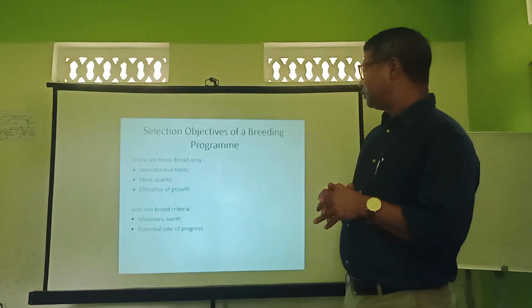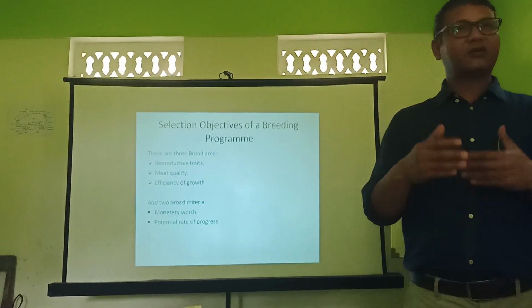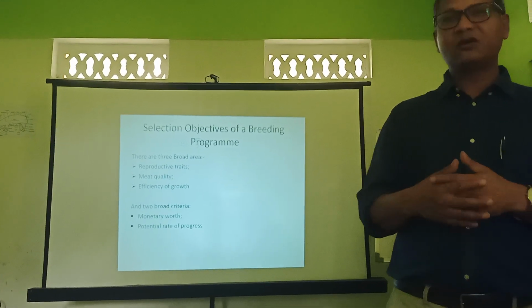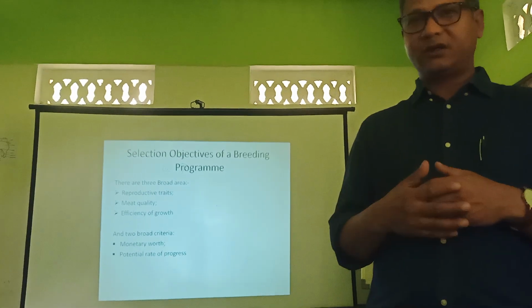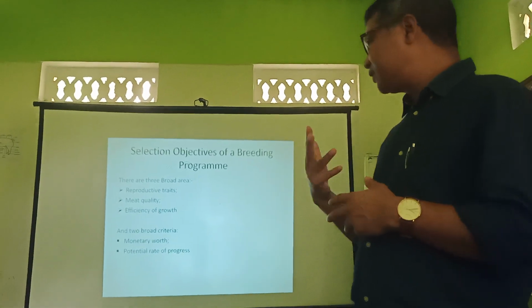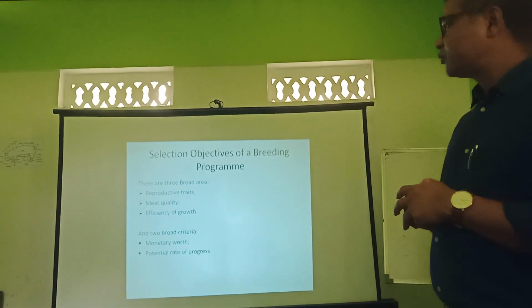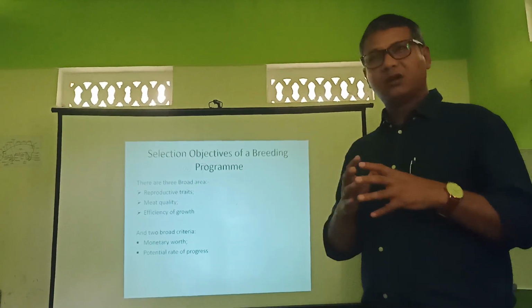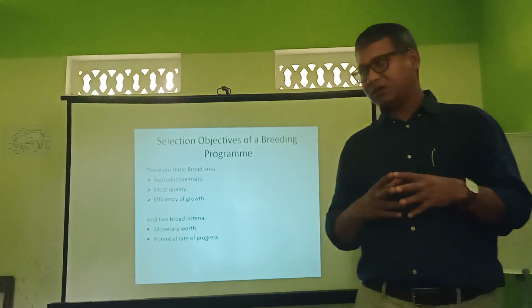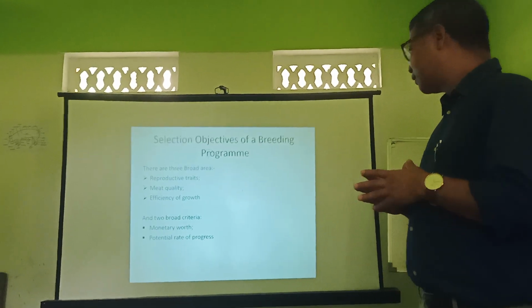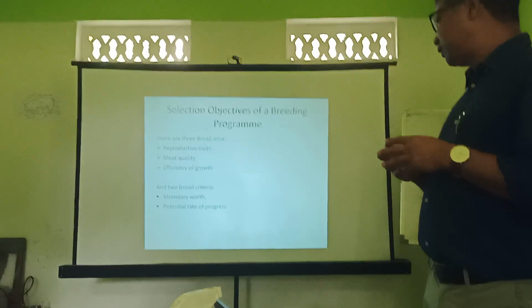And another is the efficiency of growth. How fast, FCR, feed conversion ratio, how quickly it grows to 100 kg or 130 kg slaughter weight. So these are basically three parameters which broadly you do the breeding program in order to improve these traits.